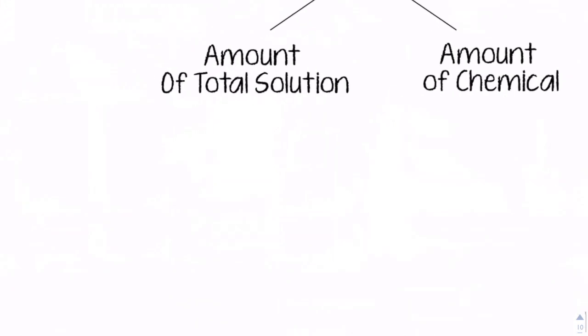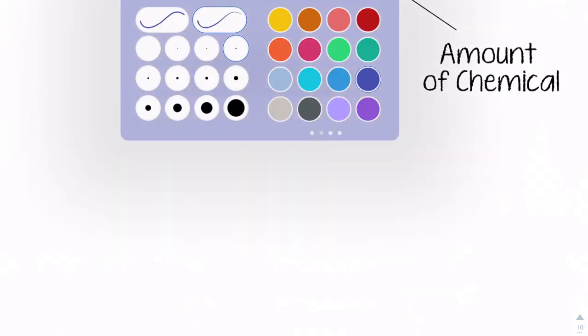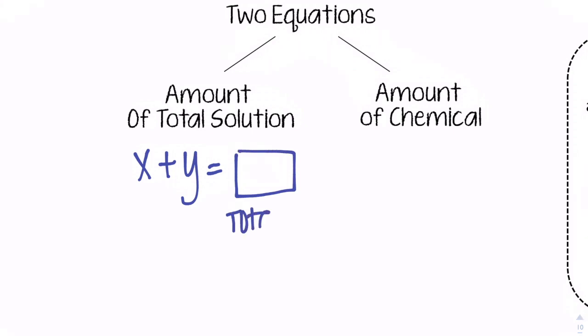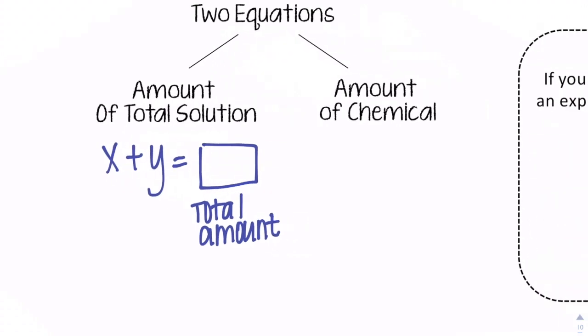So these equation setups are very similar, as I mentioned. Amount of total solution. They're not going to give you two amounts, you're going to have to find two amounts. But they're going to give you a total amount, okay? So they're going to ask you to find how much of one solution, how much of another, but they're going to tell you the total. You add those together, get the total.